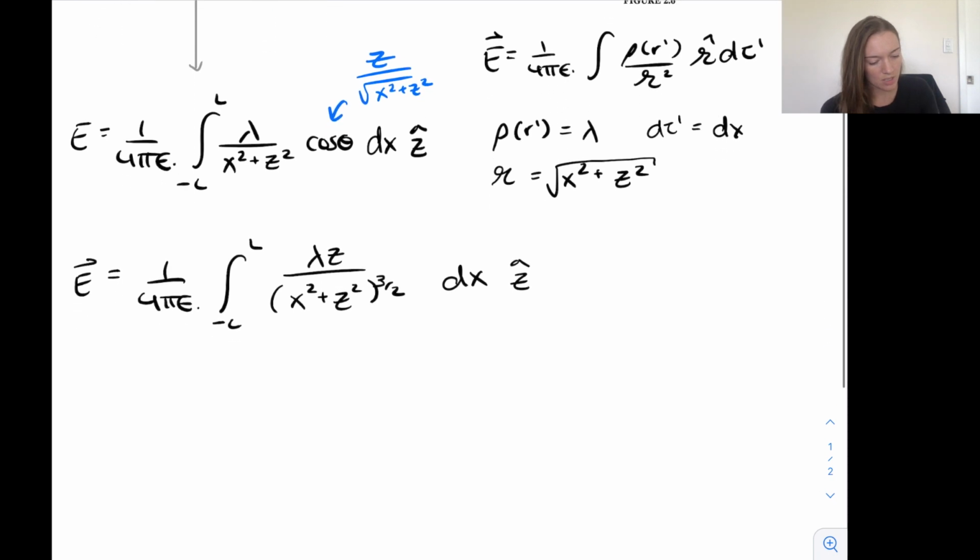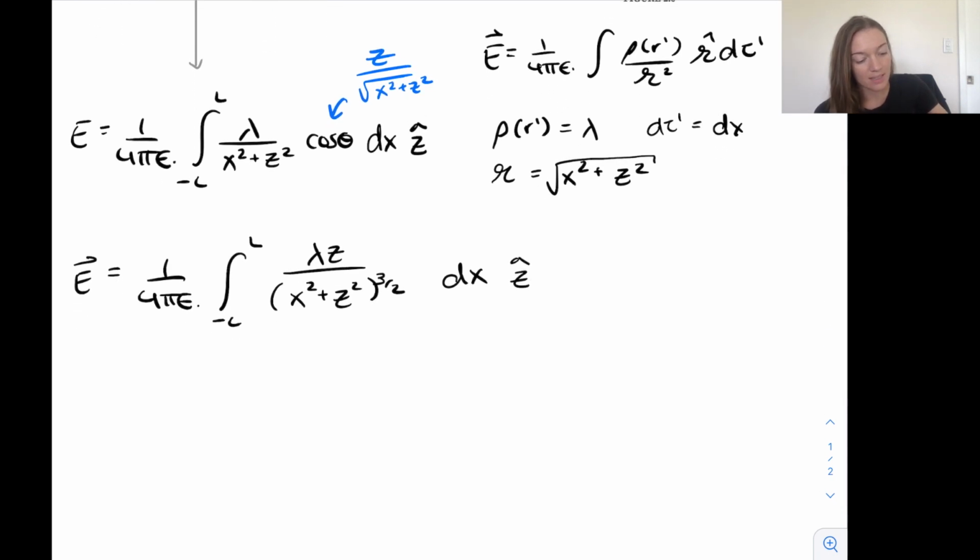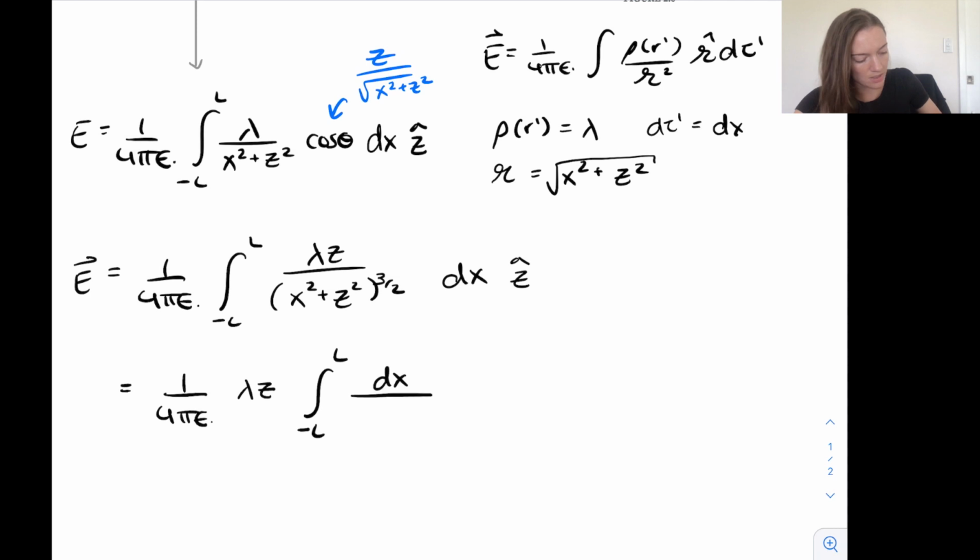So let's just rewrite it so that all of the constants are outside. So this will be 1 over 4 pi epsilon naught. Our lambda and our z are both constants. And then we'll just be integrating from negative L to L. We'll just have dx over x squared plus z squared to the 3/2, and that's all in the z hat direction.